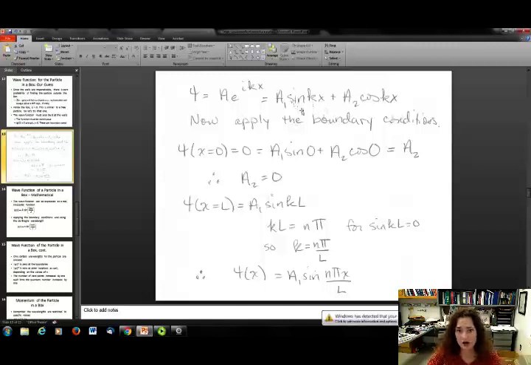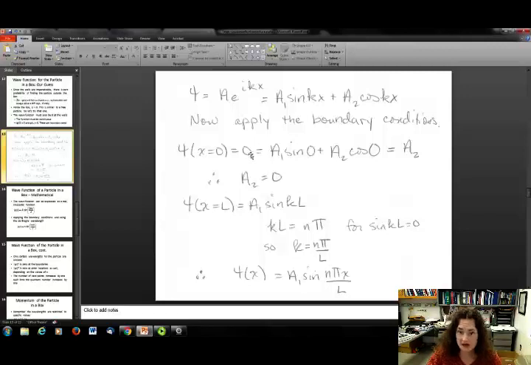Now I'm going to call the constants in front of the sine and in front of the cosine A1 and A2. They can be real or they can be complex. These constants, we don't know yet. We haven't solved for them yet, but they're there. So this is our wave function that we're going to apply our boundary conditions to. So we set that wave function, psi of x, equal to 0 at that point, x equal to 0.